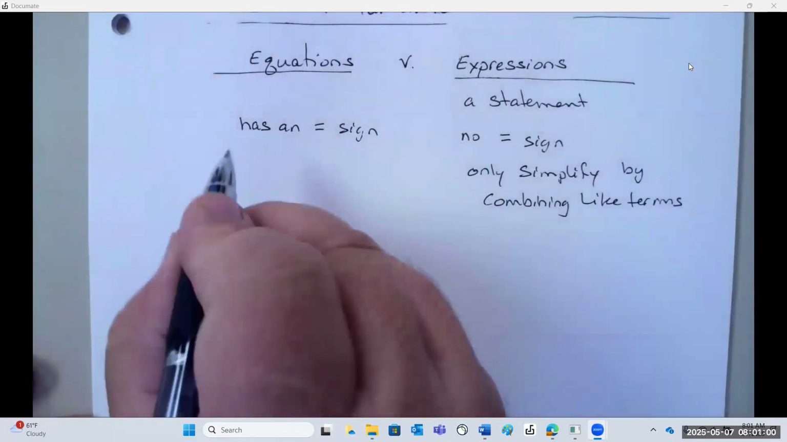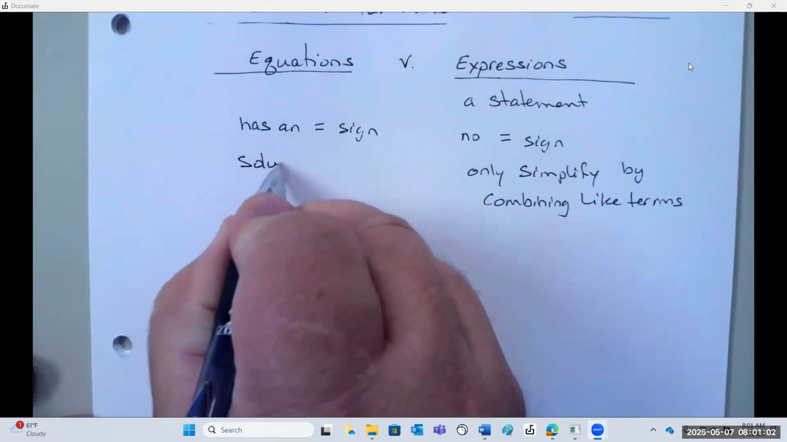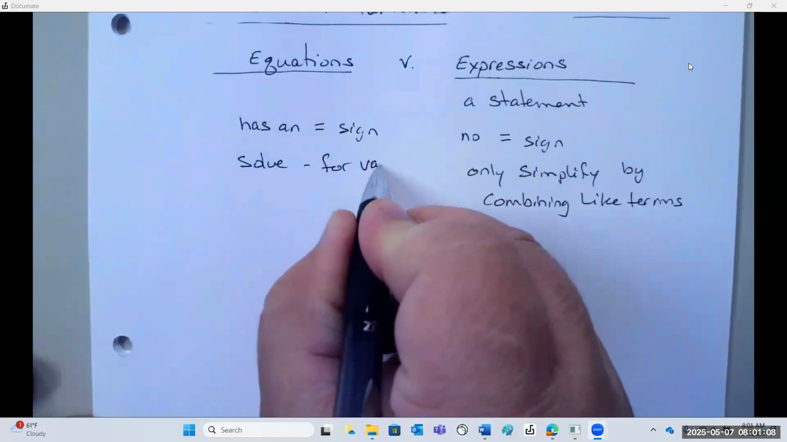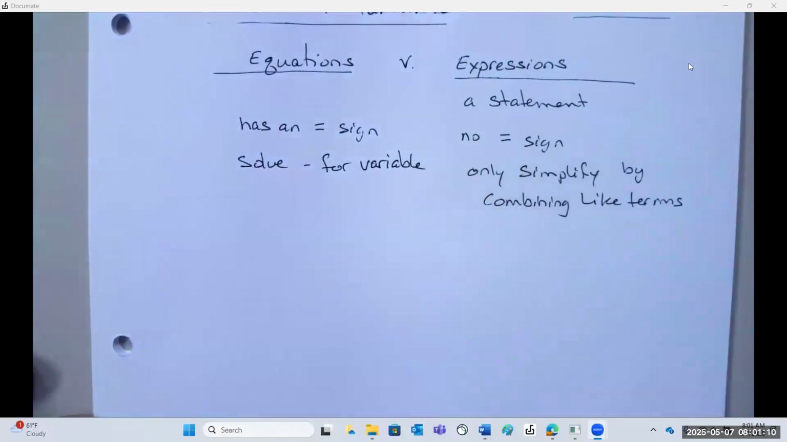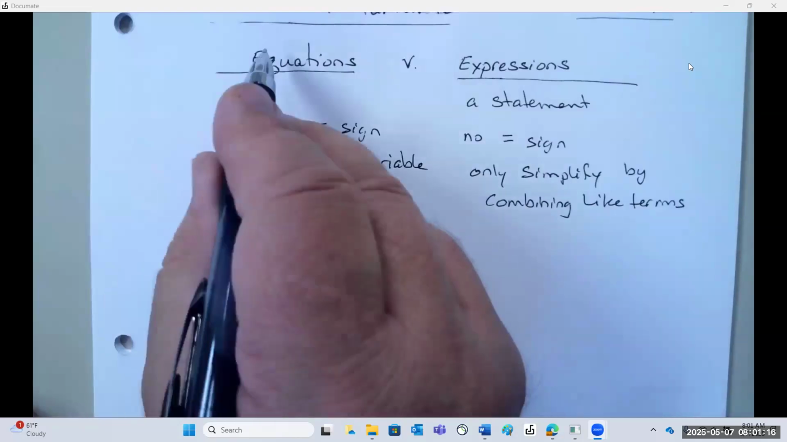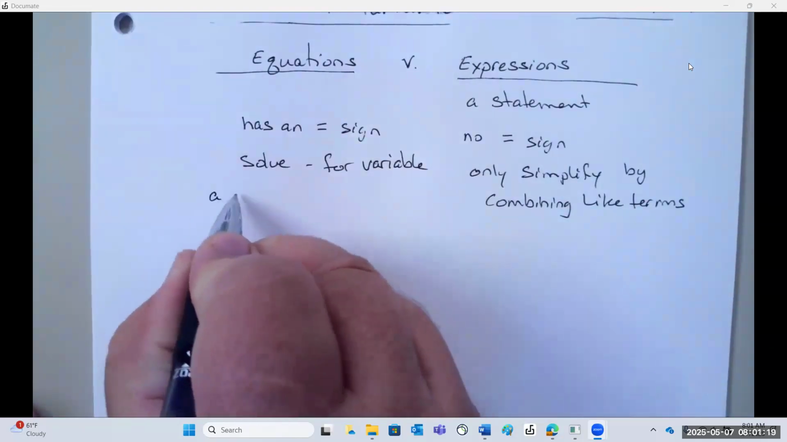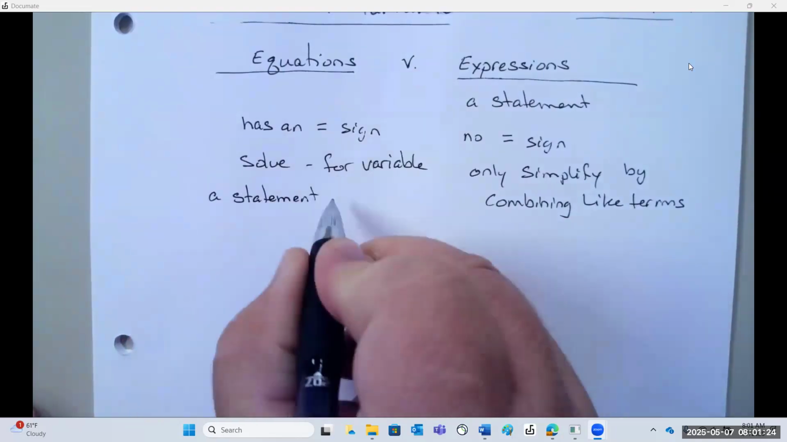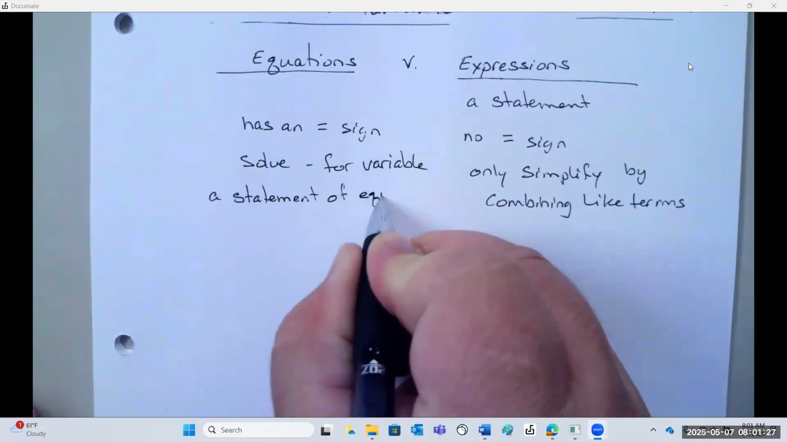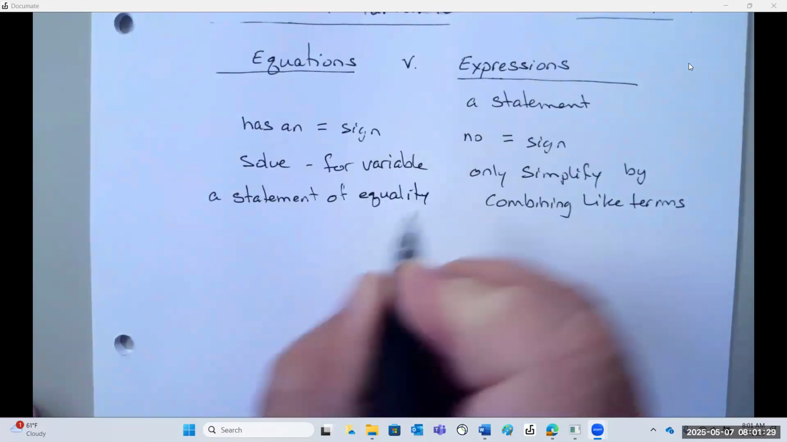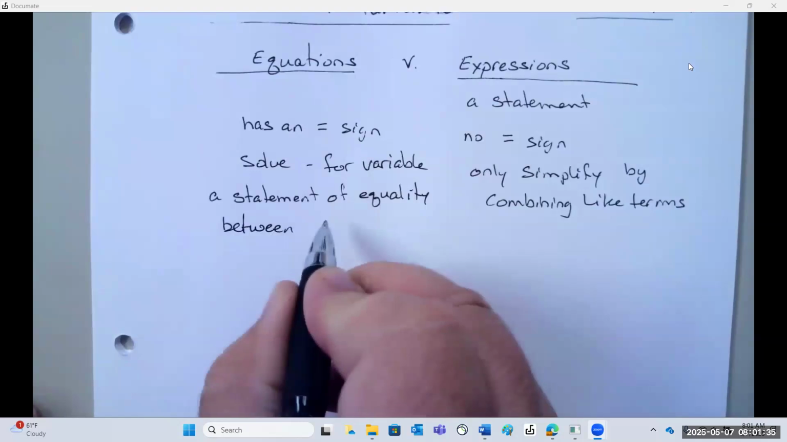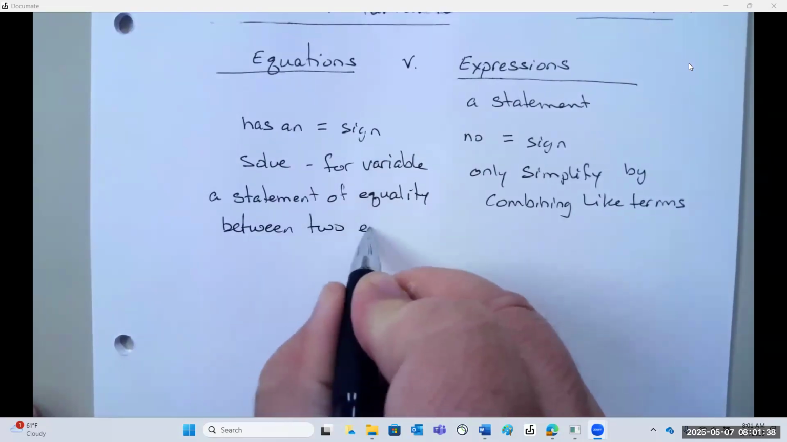An equation, you solve. You solve for a variable. And more importantly, an equation is a statement of equality between two expressions.